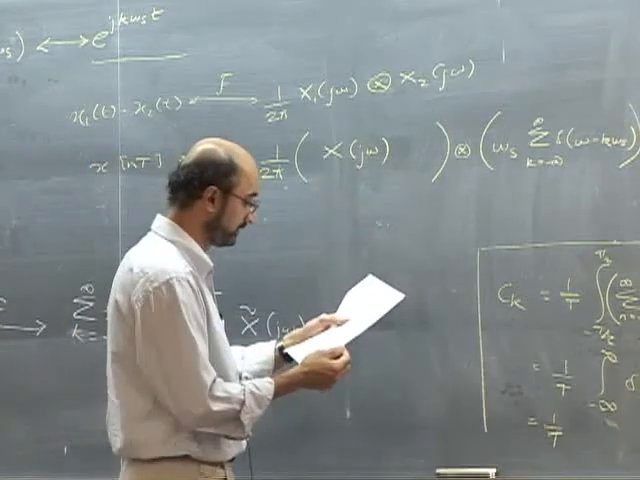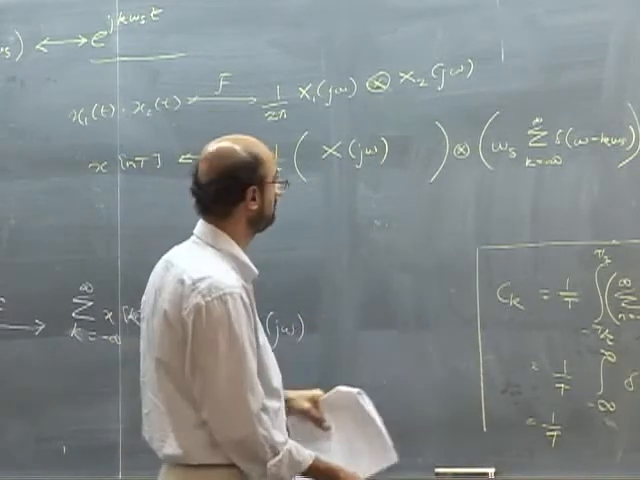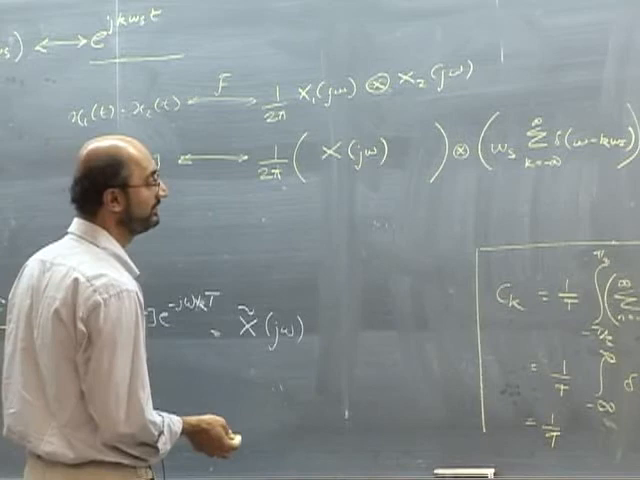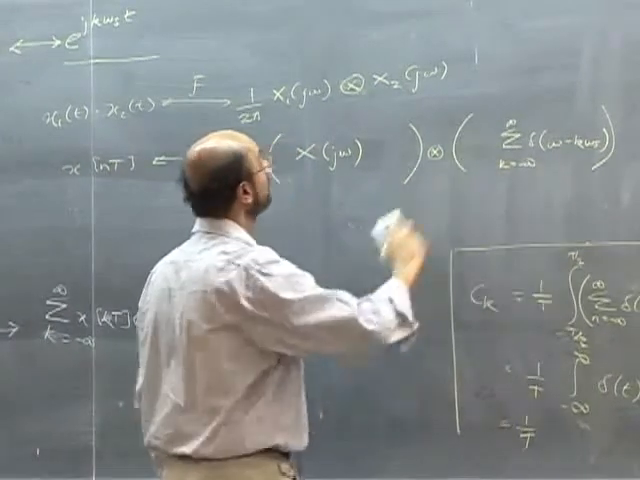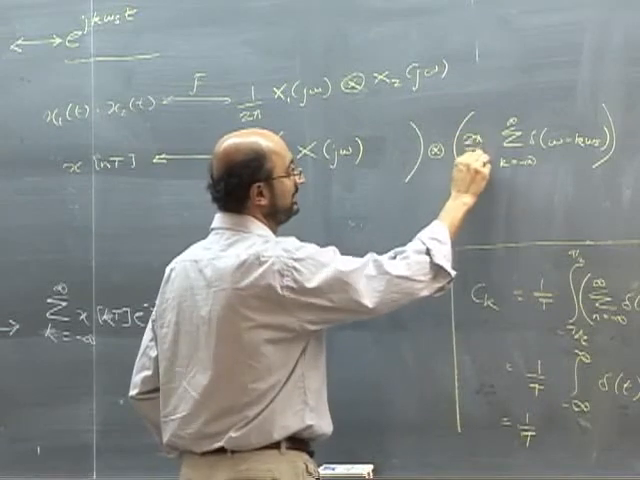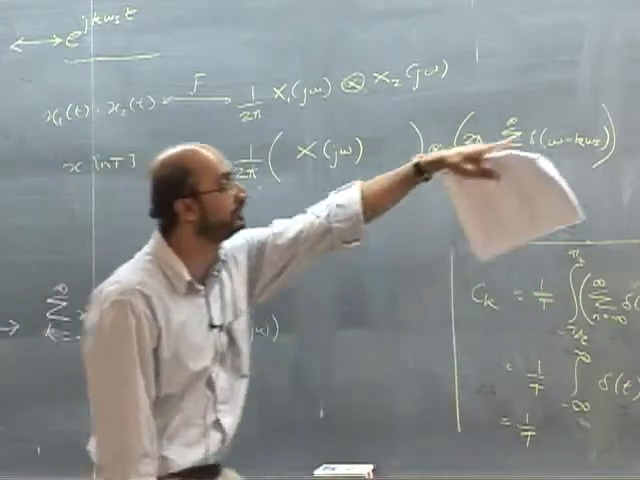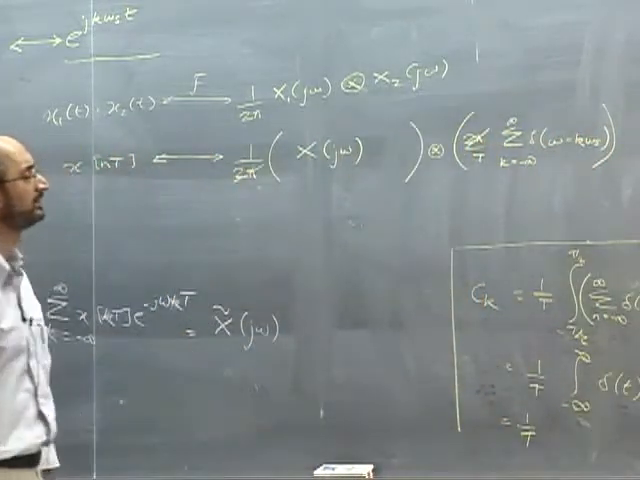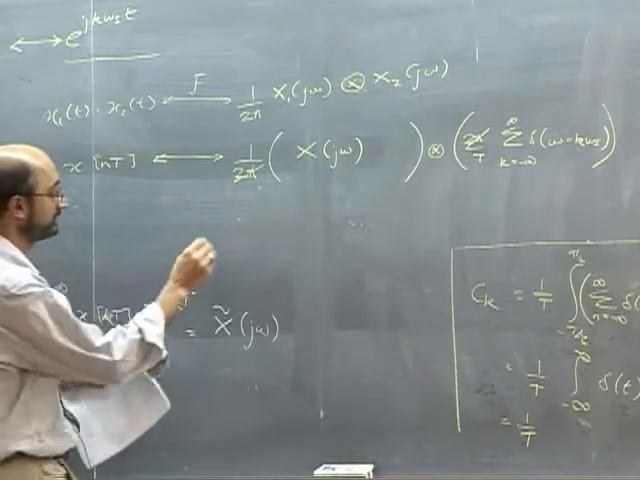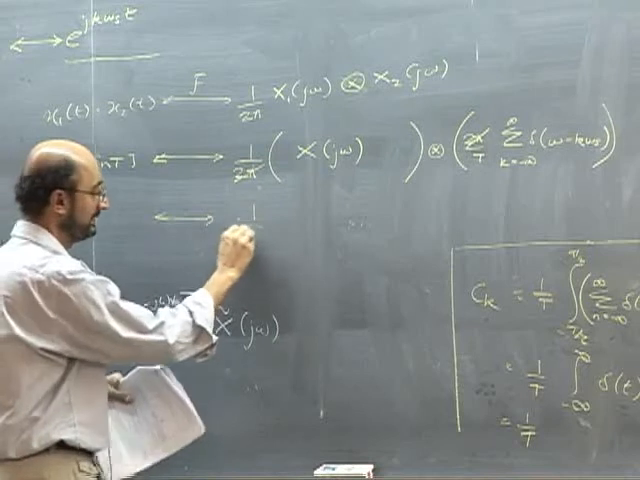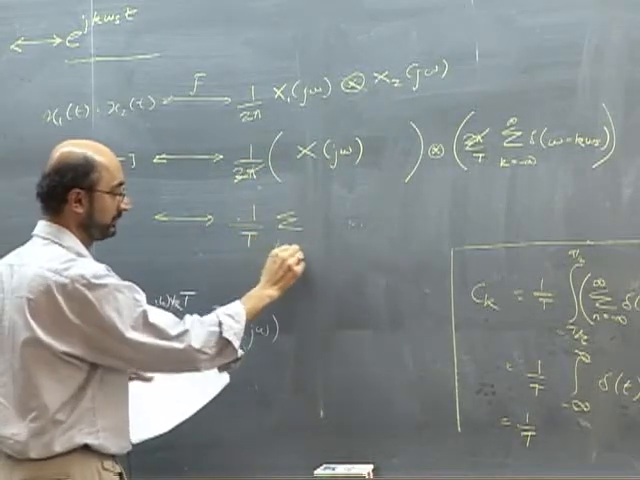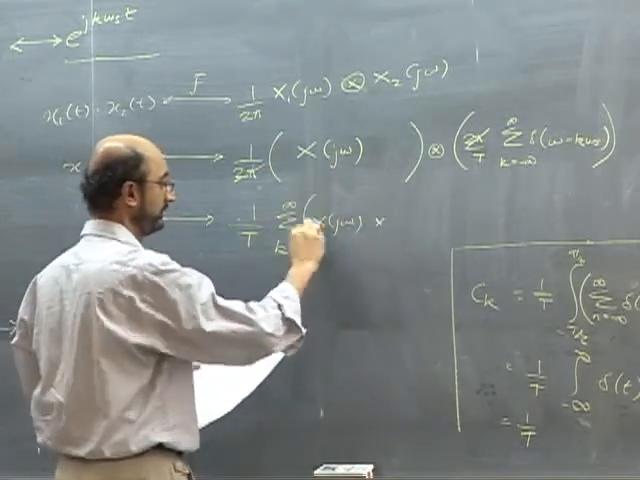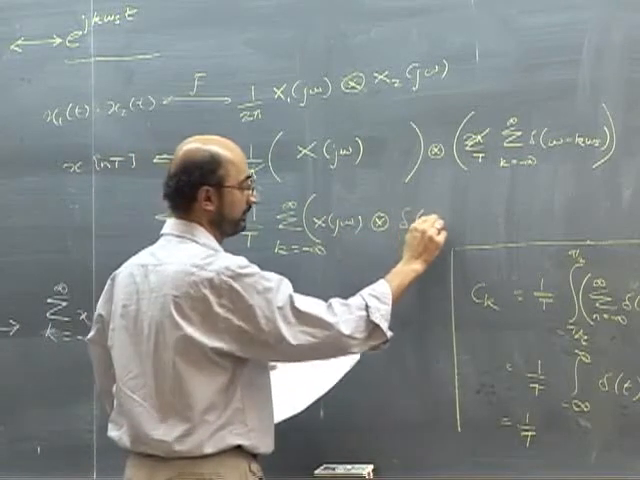So what does this look like? We can do one simplification anyway, just because it's so easy: we know that omega s is 2 pi by T. Over there, omega s is 2 pi by T. So basically these two pi's cancel out. So anyway, we're going to get that out of the way. And so this is going to be 1 over T, sigma k equals minus infinity to infinity, x j omega convolved with delta omega minus k omega s.